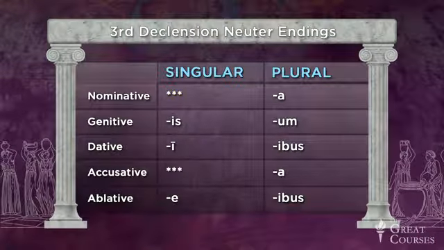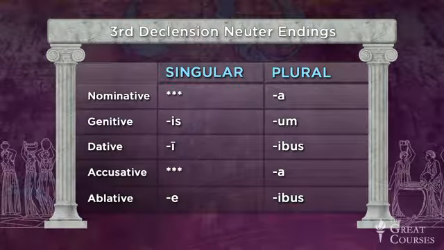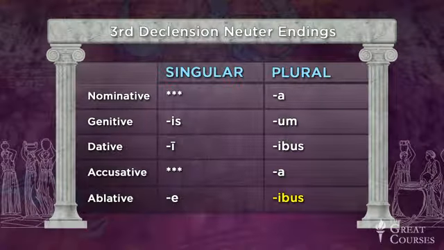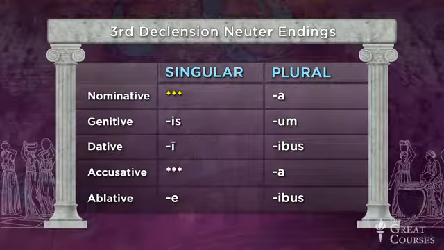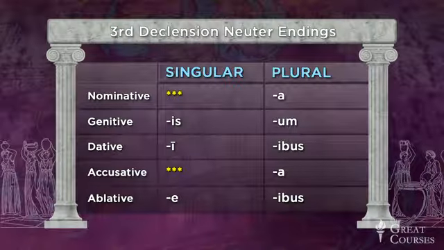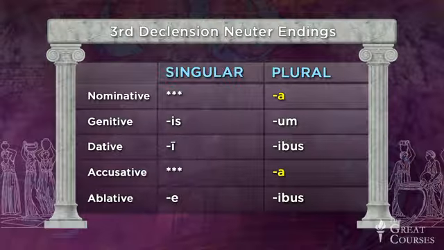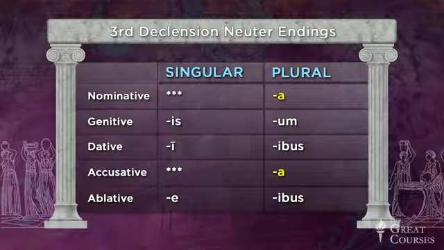I think it's time for more choral repetition. The neuter endings of the third declension are, and please repeat after me, in the singular, blank, is, i, blank, e, and in the plural, ia, um, ibus, ia, ibus. What just happened? Three things. The nominative form in the singular serves as the accusative singular as well, and instead of using es in the nominative and accusative plurals, we use a, the letter A.